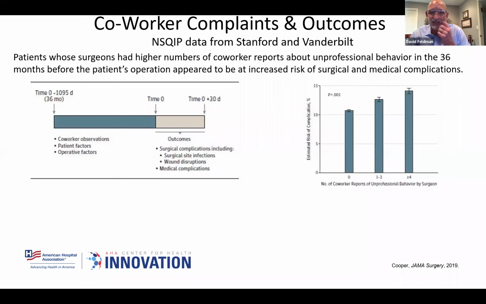The same institution, they took an interesting look at NSQIP data. I think most of you are familiar with this. This is risk-adjusted morbidity and mortality after surgery at time 0. And then you can see the surgical outcomes to the right. And they looked for the 36 months before the date of the surgery at the number of reports that were made against this surgeon. And it looks like there's a pretty significant relationship between the number of these reports and the number of bad outcomes.